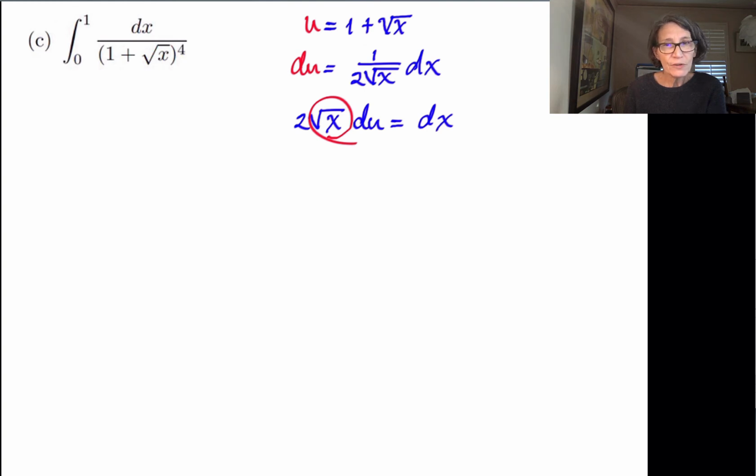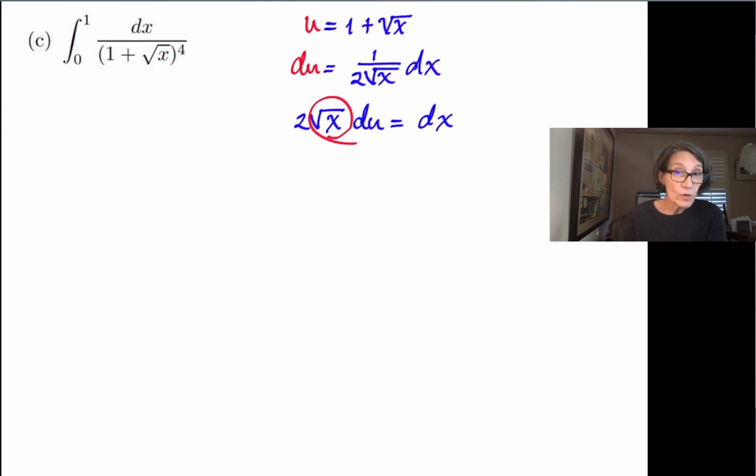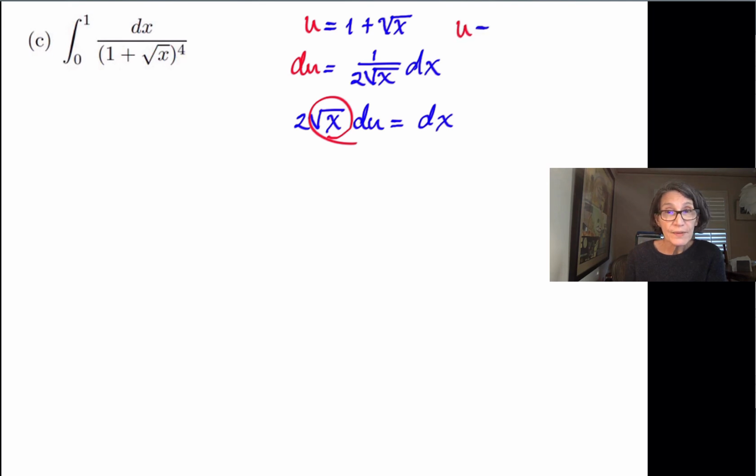I have to figure out a way to get it in terms of u so I can get rid of it. If I go back up to my first equation, u equals 1 plus square root of x, I see, oh, I can subtract 1 from both sides, and I get u minus 1 is equal to square root of x. So let's see what happens if we replace that square root of x in the differential with a u minus 1. So I have 2 times u minus 1 du is equal to dx. All right, so let's try it and see what we get.